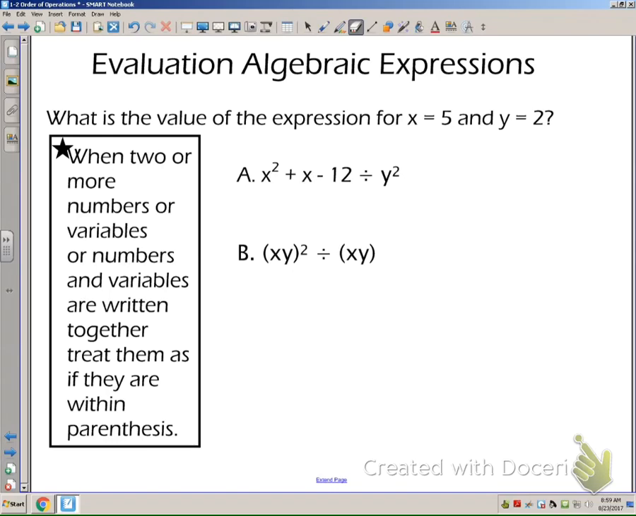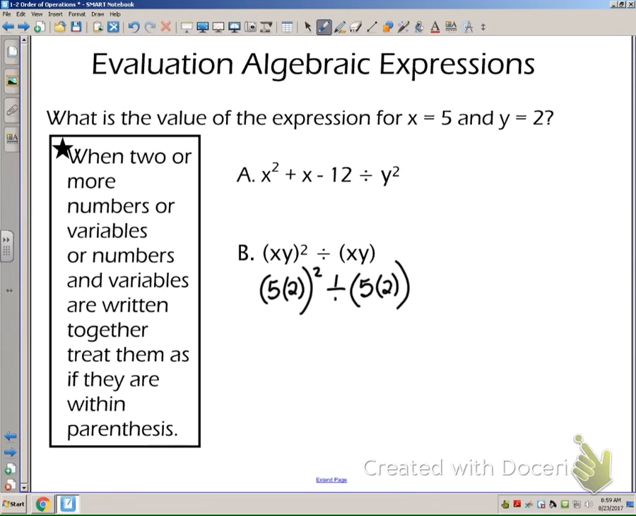Okay, it says evaluating algebraic expressions. We want to know what is the value of these expressions if x is equal to 5 and y is equal to 2. And I have this little star on here because this happens a lot. When I have, like, in this part down here, the x and y side by side, be careful when you plug those values in that you don't put it as 52, that you actually remember that this is x times y. So when I plug it in, I'm going to plug it in as 5 times 2. Then square it. Then divided by 5 times 2 again.